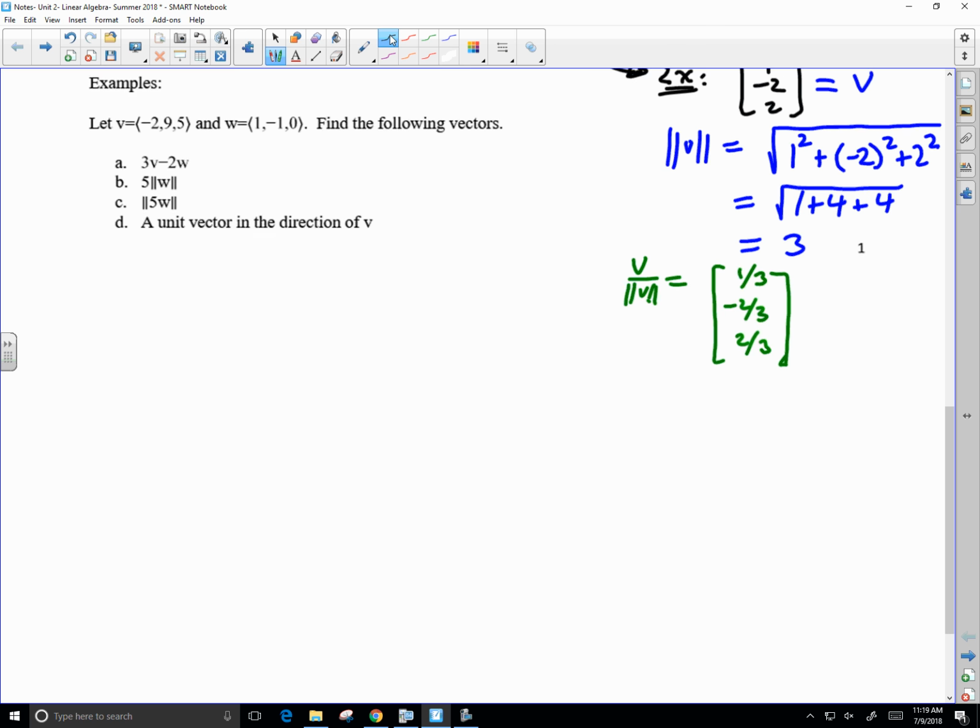All right, so for part A, you could definitely do it in your calculator. It's just a question of whether it's worth it. I don't think it is in this case. So I'm going to rewrite V again in the bracket notation, and W also.